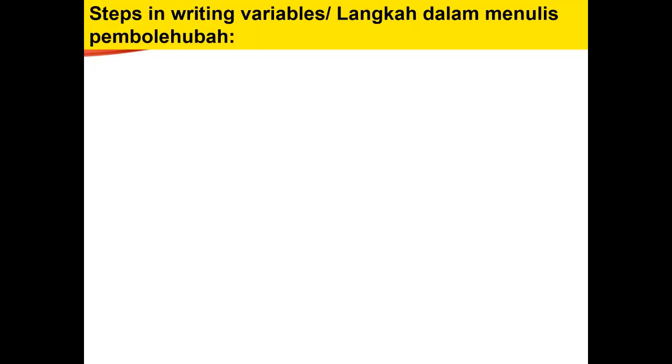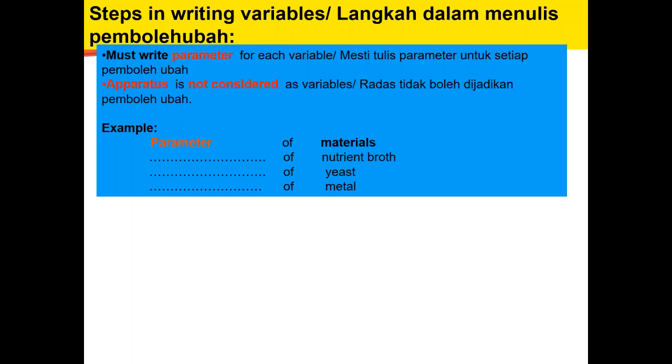The first science process skill is the variable. You need to know how to write the variables. When you write the variables, you must write the parameter for each variable. Apparatus cannot be considered as a variable. For example, you cannot write the materials as the variable. You need to put the parameter in front, like the type of material, the mass of the material, such as the nutrient broth, yeast, and the metal. You must put the parameter in front.